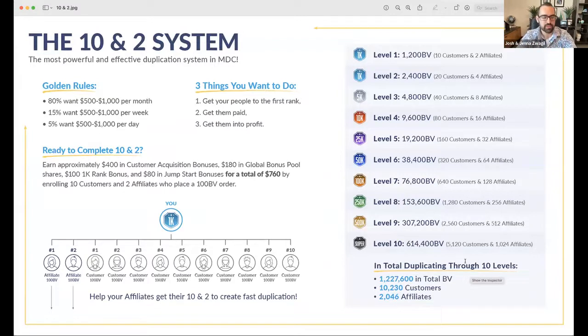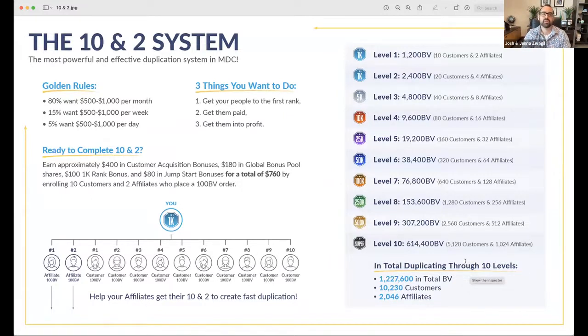All right, cool. So let's just quickly talk about 10 and 2. I'm not going to break it down in detail because in one of the first trainings I did, we talked a little bit about this, but I do want to talk about the best way to structure your organization. So when you come into My Daily Choice, there's some golden rules that I like to talk about because it's important to understand these rules.